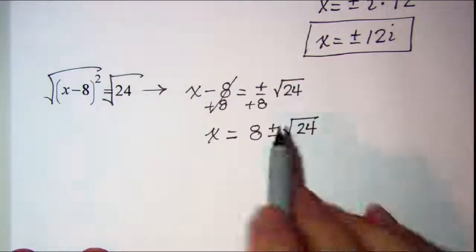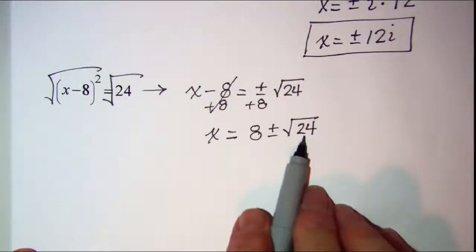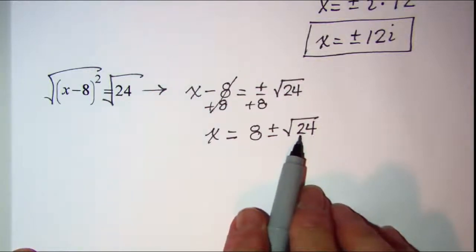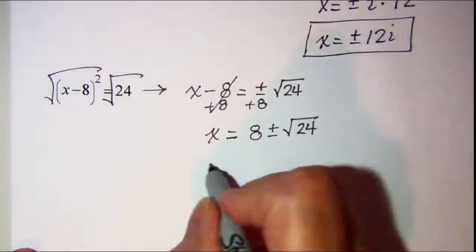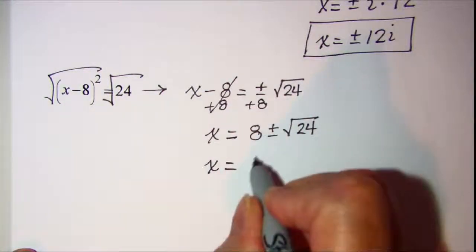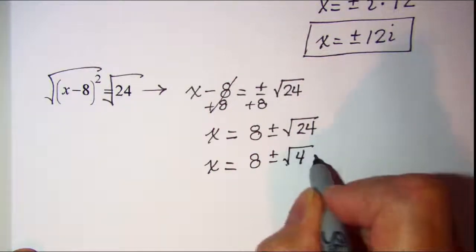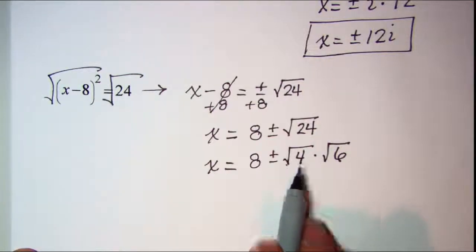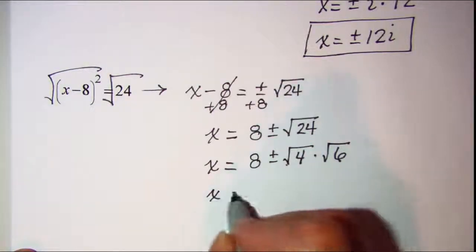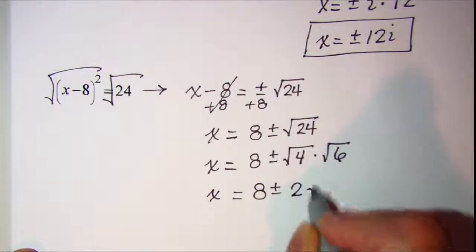Now one last step is to simplify this radical. 24 can be broken into 4 times 6, and we know that 4 is a perfect square. So I need to simplify this radical. This is x is equal to 8 plus or minus square root of 4 times square root of 6. And I know the square root of 4 is 2. So x is equal to 8 plus or minus 2 square root of 6.